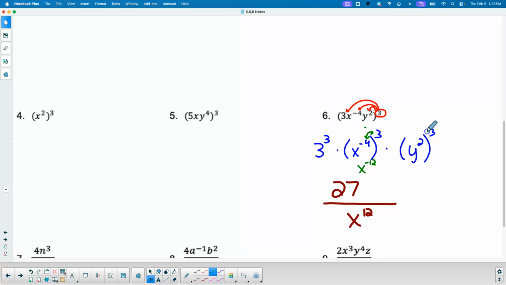Power to a power here again, I multiply. 2 times 3 is? 6. That's positive. So that's y to the 6th power then on top. You have the rest of the time to complete that worksheet.